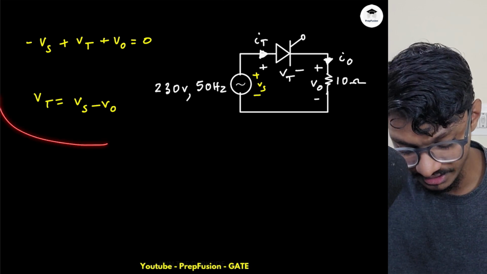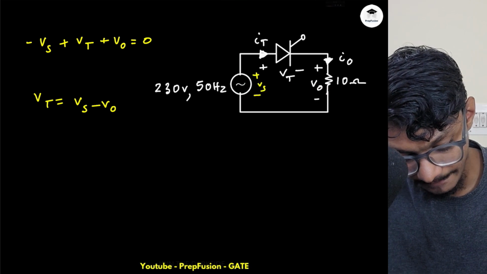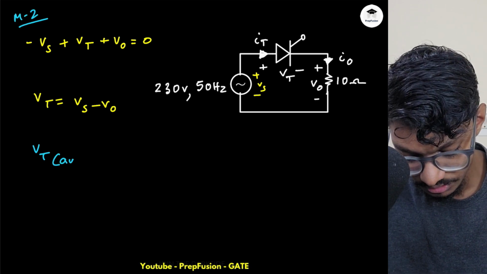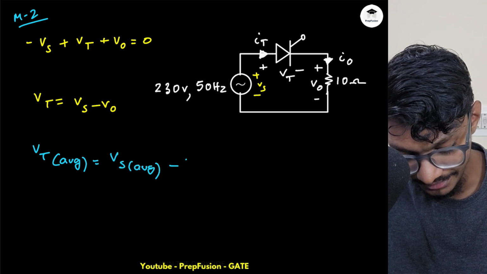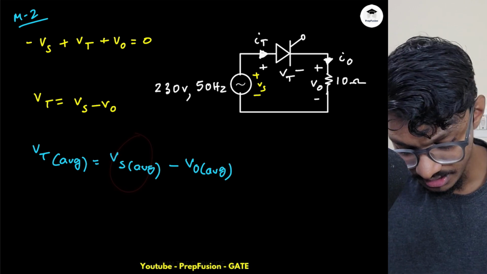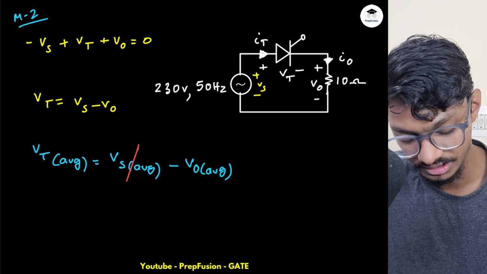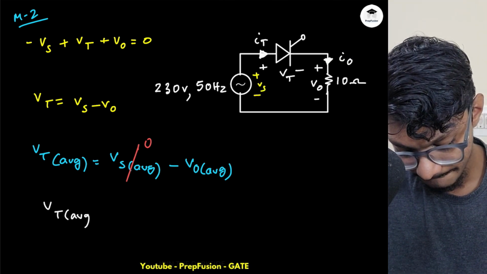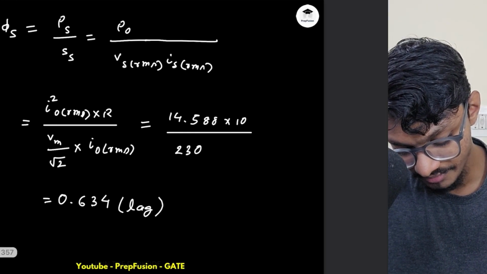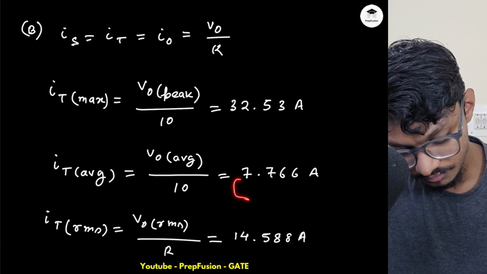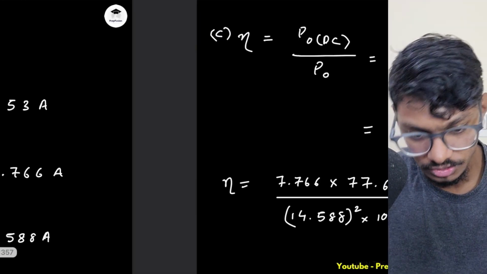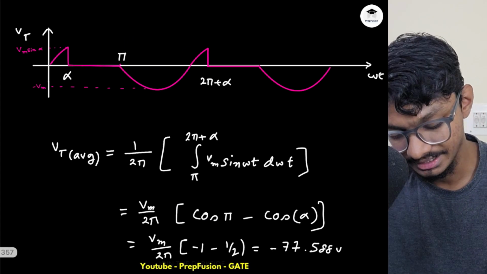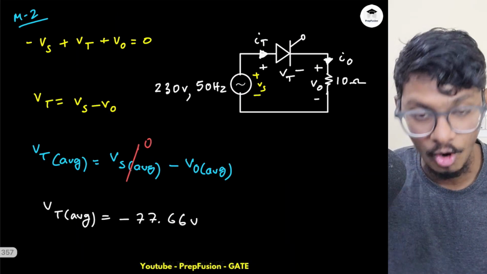Now if I take the average of this whole equation, I will get Vt average. This is method 2. So Vt average will be equals to Vs average minus Vo average. What I know is that Vs average will be 0, because the average value of a pure sinusoid, a pure AC signal, will always be 0. So my Vt average will be simply minus Vo average. Vo average was 77.66 volts, so this will be minus 77.66 volts. The calculation is a bit off point-wise, but it is the same thing.